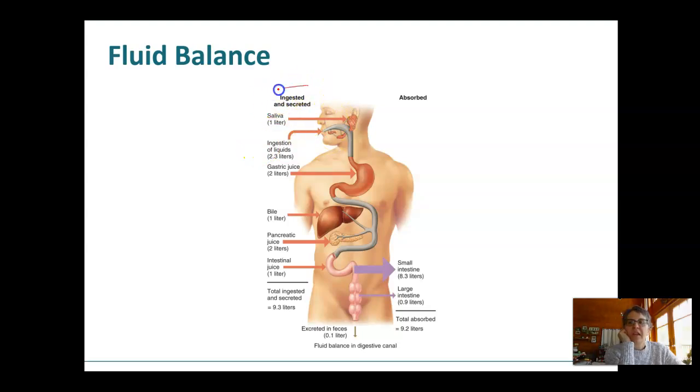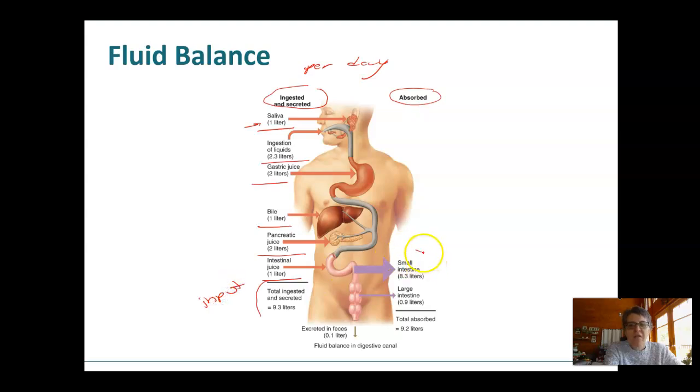So this is the in, and this is what we use of it. So we make, I just love this, 1 liter of saliva per day. This is one of my favorite slides. Maybe you're drinking 2.3 liters of liquids. Your stomach makes 2 liters of gastric juice. You make 1 liter of bile, 2 liters of pancreatic juice, intestinal juice, another liter.